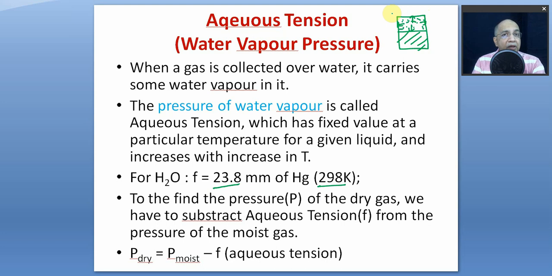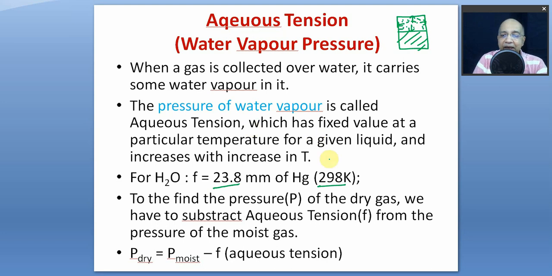So remember that every liquid has its own vapor above it at every temperature, however small, however large it may be, and it is fixed. At a given temperature, the vapor pressure of a liquid is fixed. It varies from liquid to liquid. It varies from temperature to temperature, right? So that is called aqueous tension.